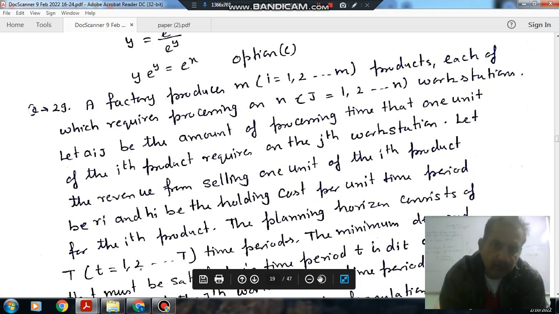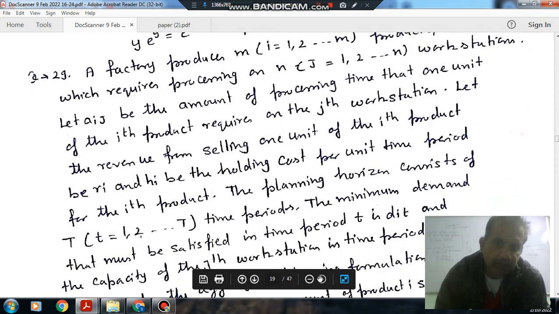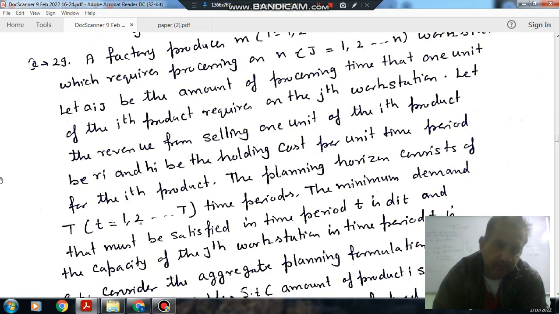Which require processing on N workstations, j equal to 1 to N. Let Aij be the amount of processing time that one unit of the ith product requires on the jth workstation.